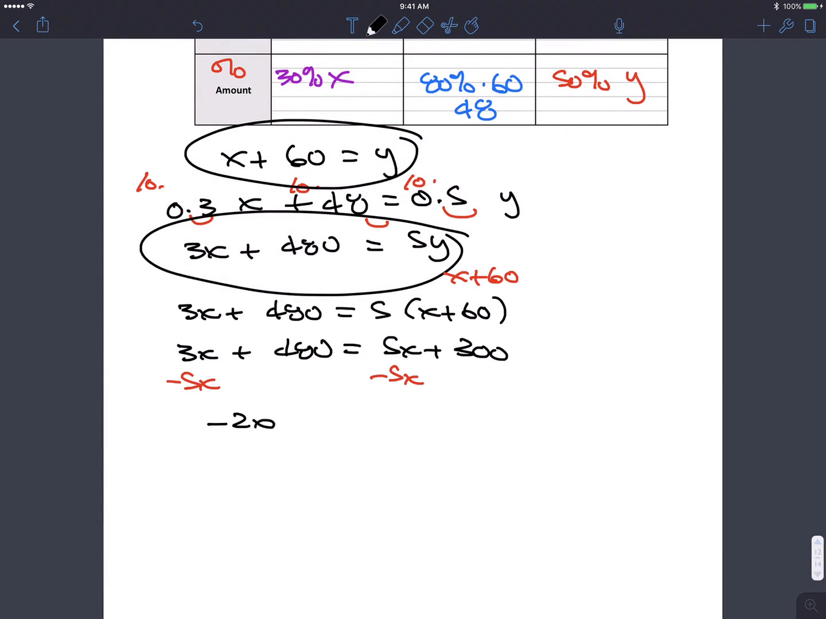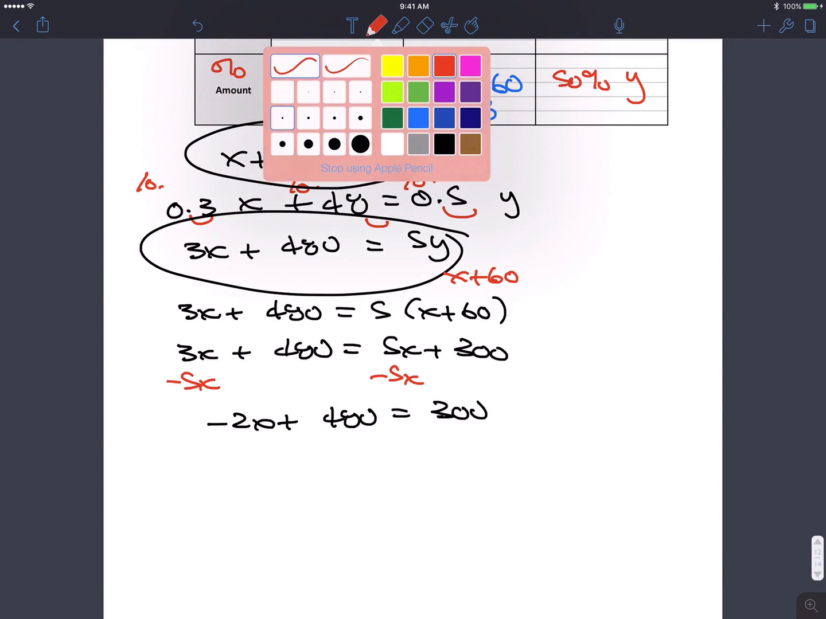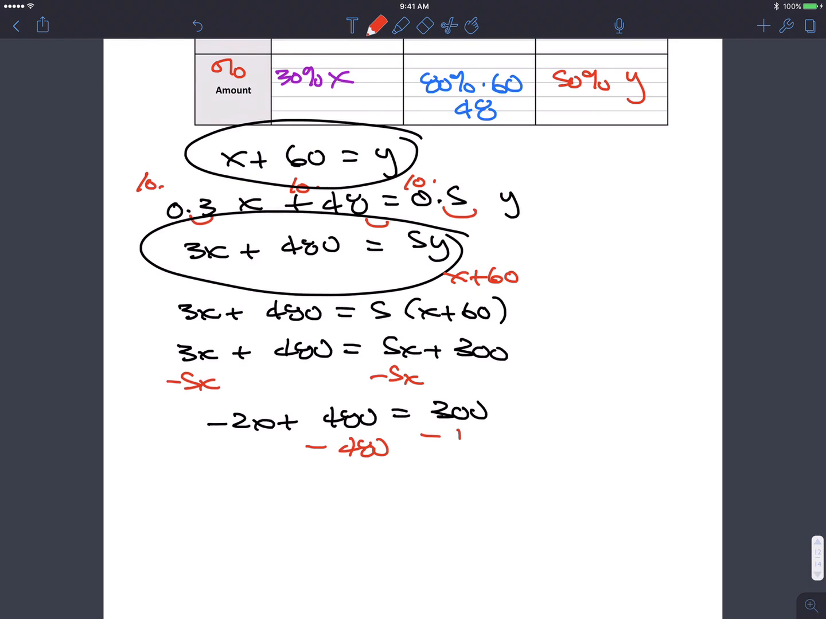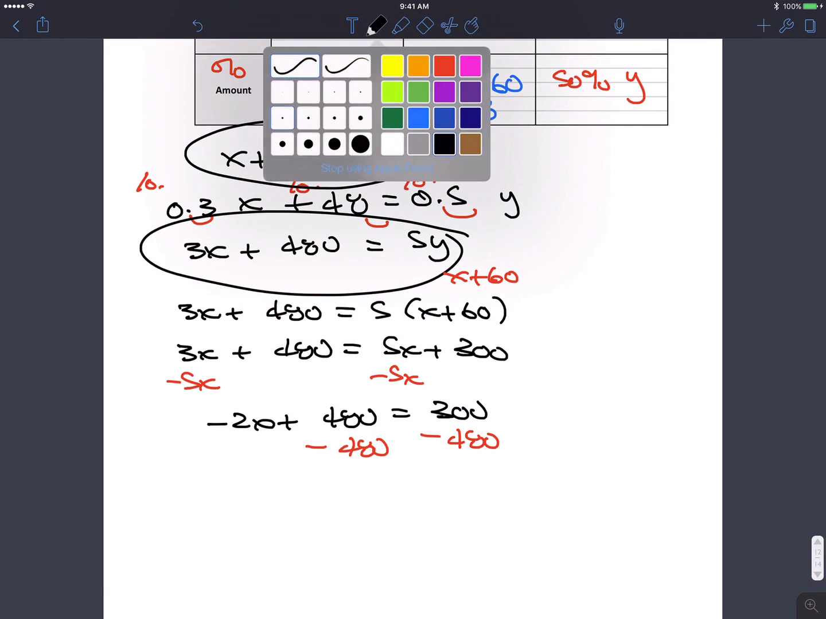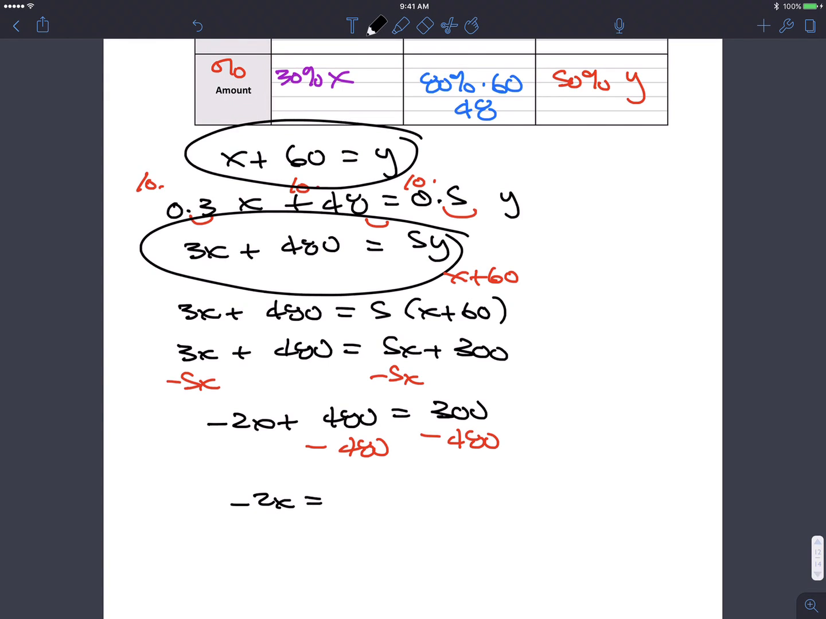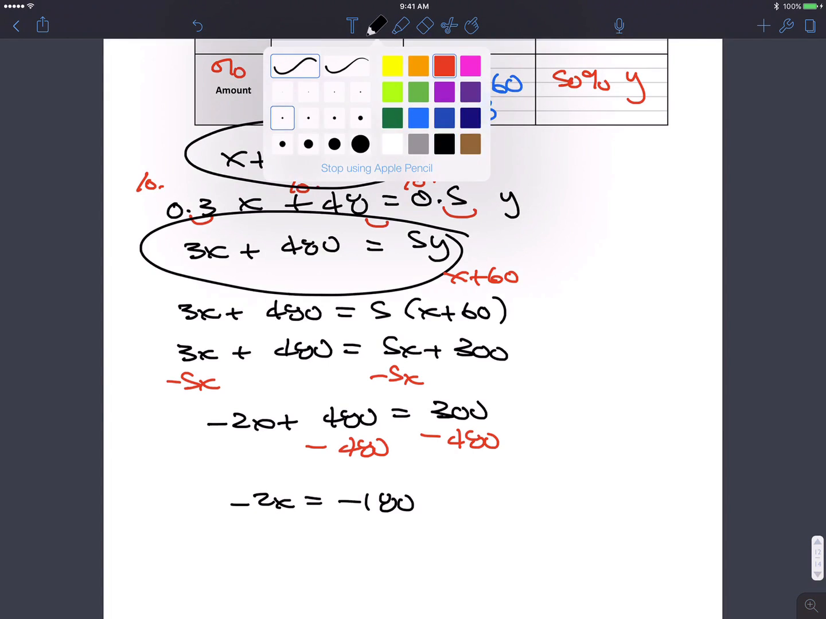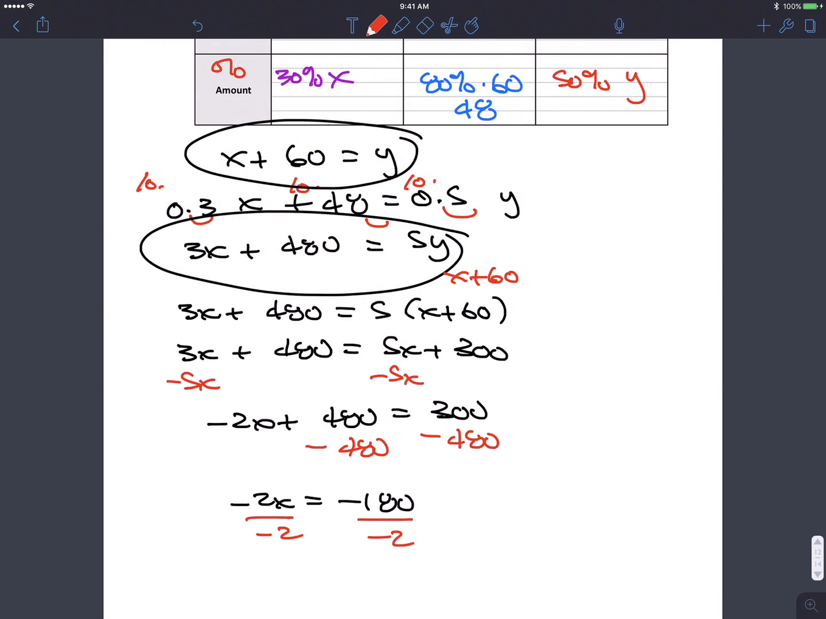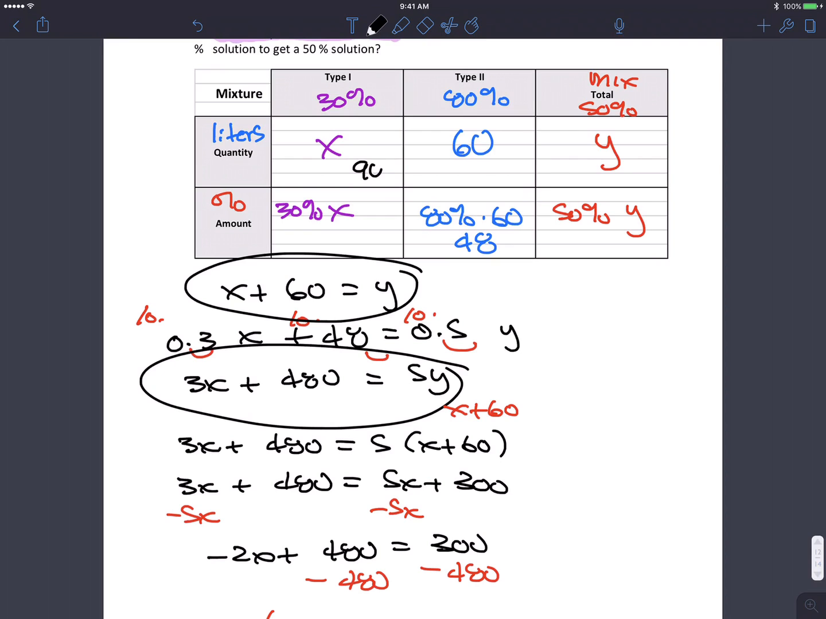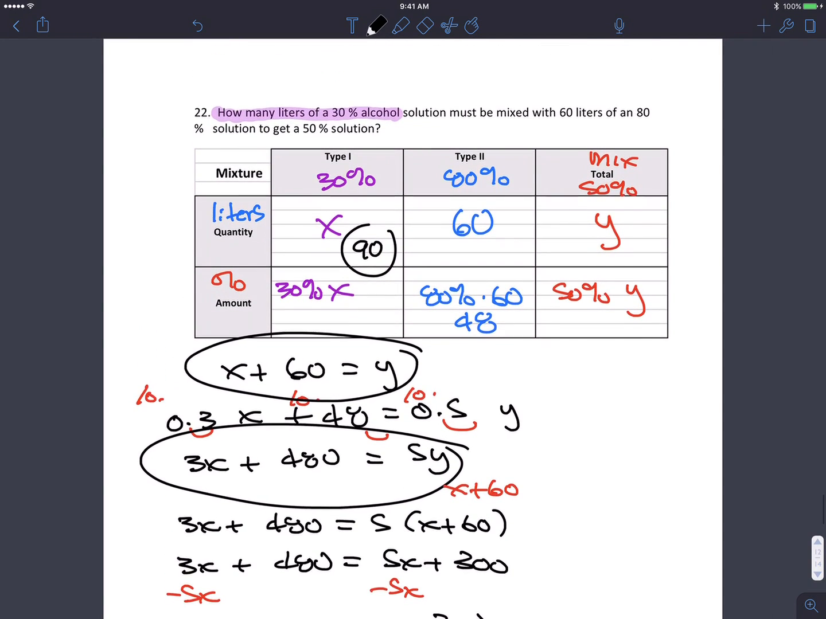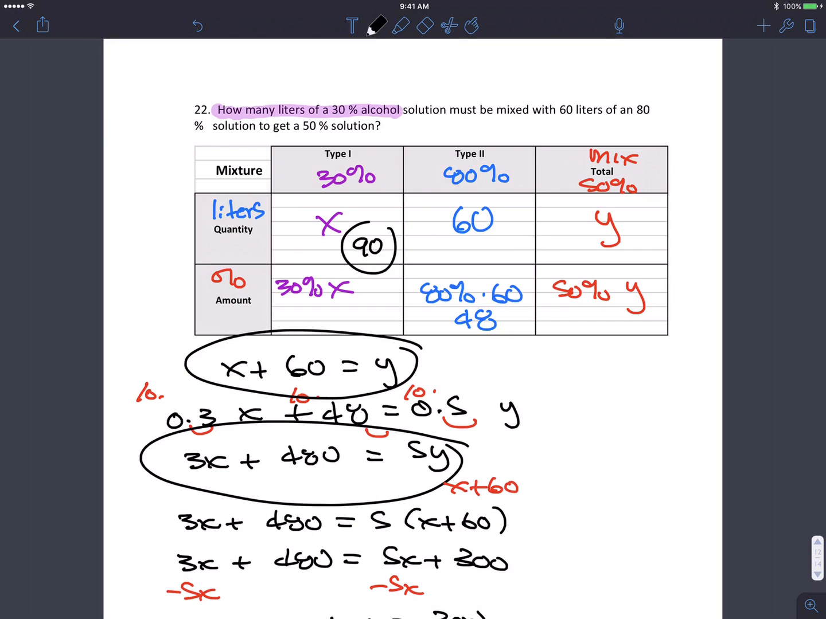3x minus 5x is negative 2x plus your 480. That's going to be 300. Subtract my 480 from both sides. I get negative 2x will be negative 180. Divide both sides by negative 2. We get x is 90. So the question is, how many liters of 30% solution? Well, 90 liters of 30% solution is your answer for number 22.